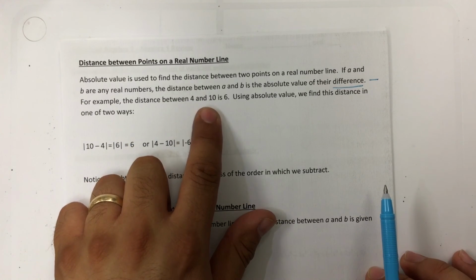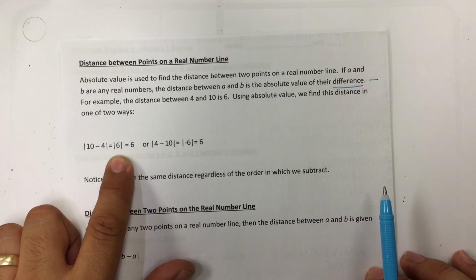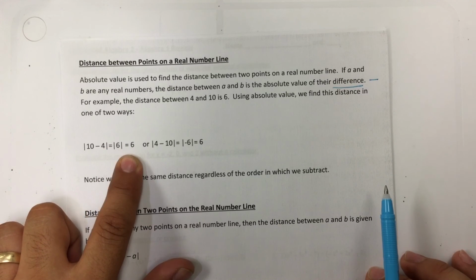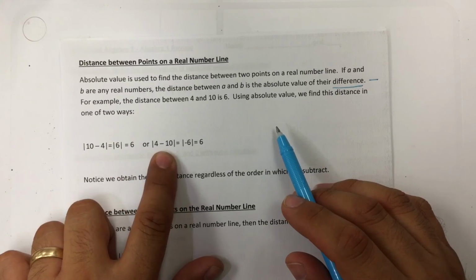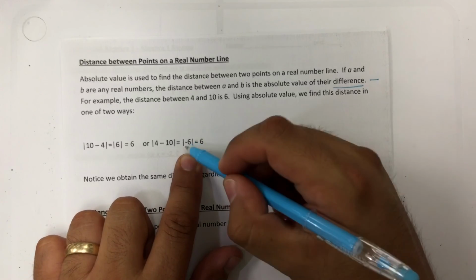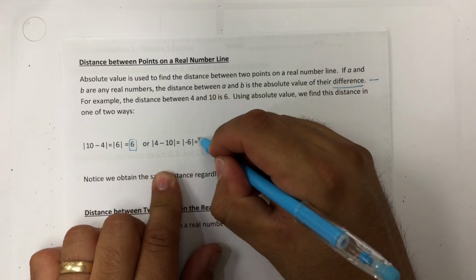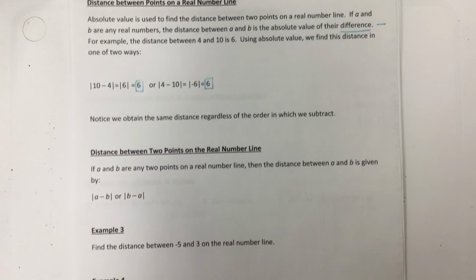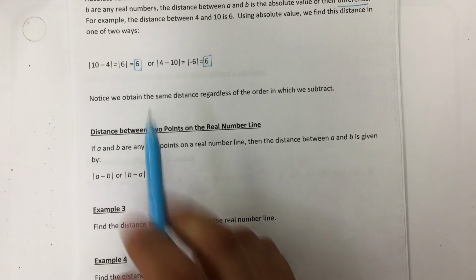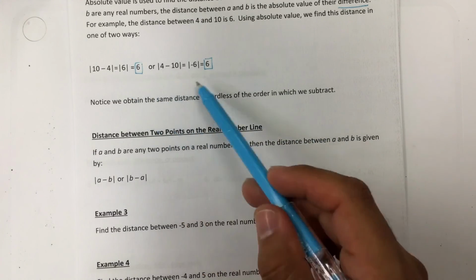So 4 and 10, so we can do 10 minus 4, which is 6, and notice we're taking the absolute value. The absolute value of 6 is 6. If we wrote it the other way, so we do the absolute value of 4 minus 10, that's negative 6, right? But then we take the absolute value of negative 6 and we get 6. So notice both answers, when you do it, are going to yield the number 6. Okay, so notice we obtain the same distance regardless of the order in which we subtract when we use the absolute value.